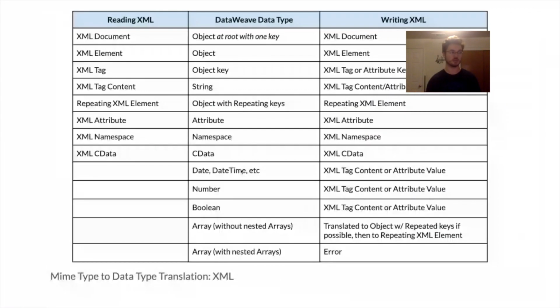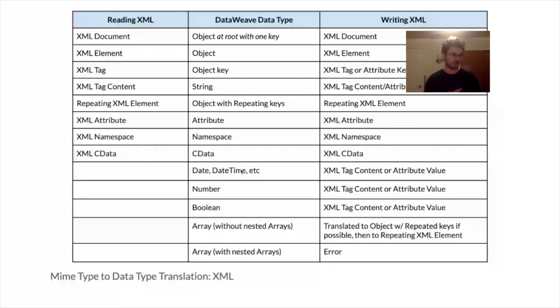Okay. So the rest of it we can kind of breeze through. Namespaces in DataWeave get translated into XML namespaces for XML output. CData to CData. Again, no type information in XML, so temporal types like date and datetime just basically get cast into XML tag content, which you could think of as a string, but it's really not. Same with number and Boolean.